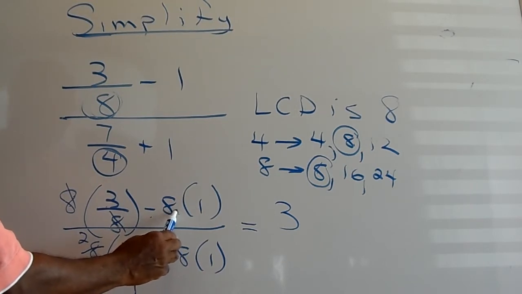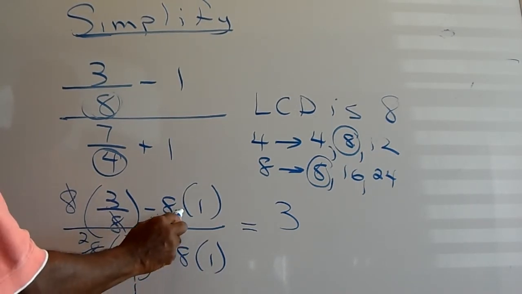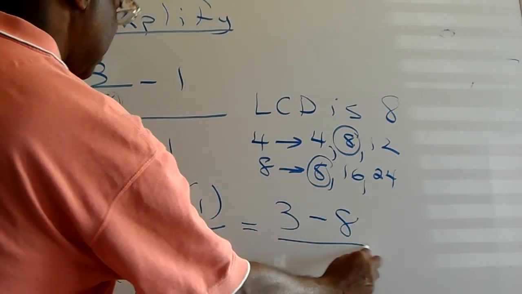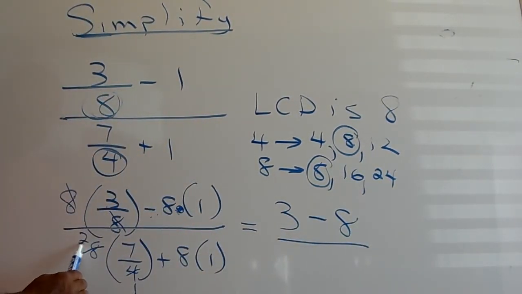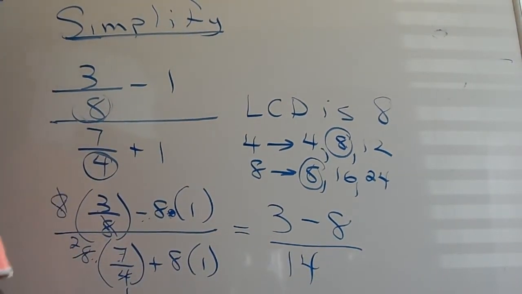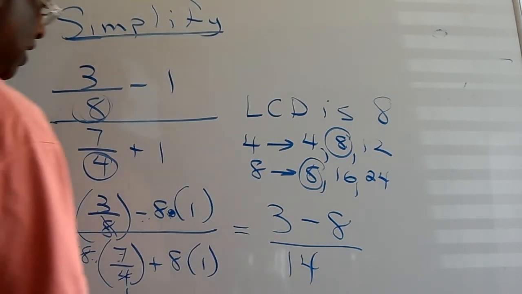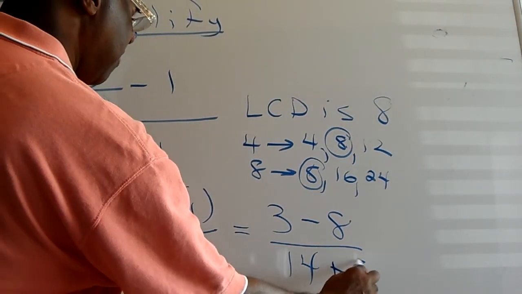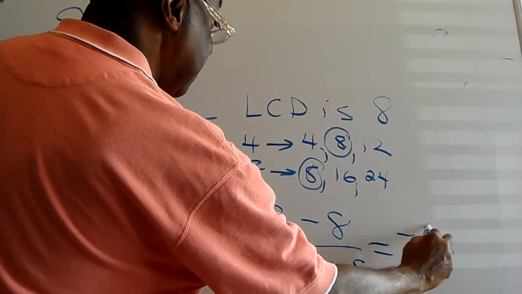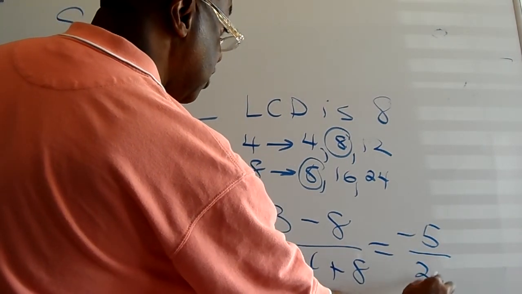Minus, this is multiplication here. Negative 8 times 1 gives us a minus 8. And then 2 times 7. 2 times 7 gives us 14. And plus 8 times 1 is 8. If we add that up, we get negative 5 over 22.